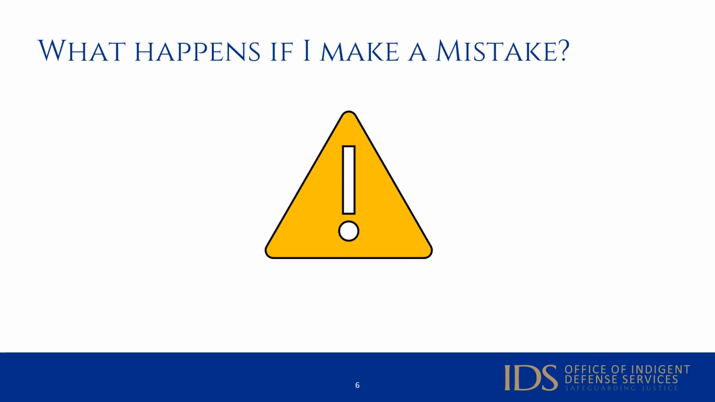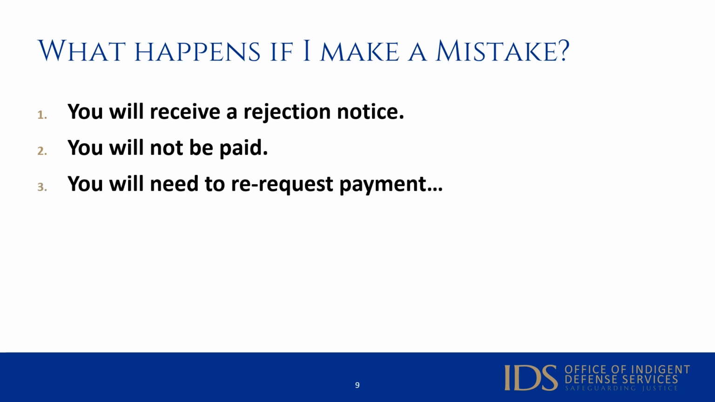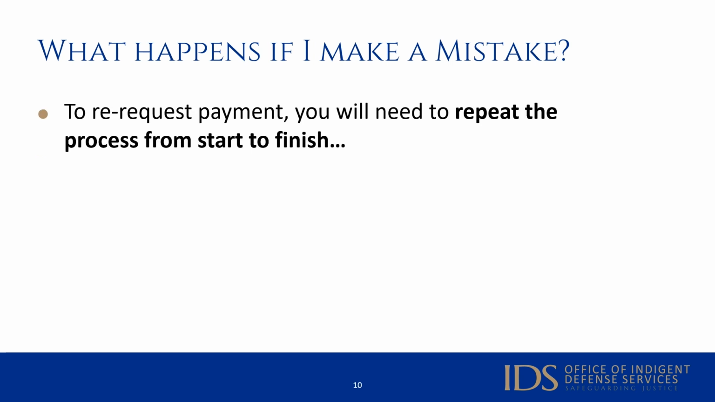So what happens if you make a mistake? First, you will receive a rejection notice via email. Next, you will not be paid for the case. And finally, you will need to re-request payment. To re-request payment, you will need to repeat the process from start to finish.